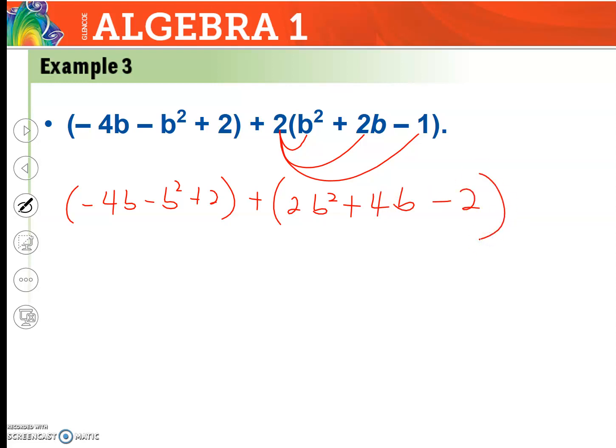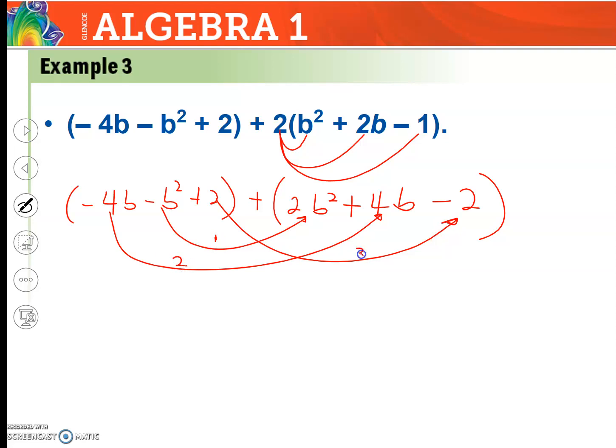So in adding, we add with the same exponent. So negative b squared will be added to 2b squared, and negative 4b will be added to 4b, and 2 will be added to negative 2. So with our first one, I'm going to put 1 on it, and this will be our second, and that will become our third. So our first, we have negative b squared plus 2b squared.